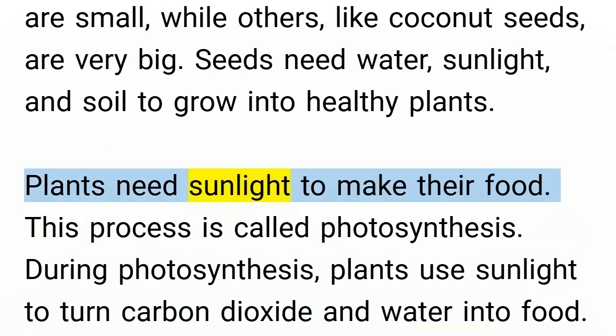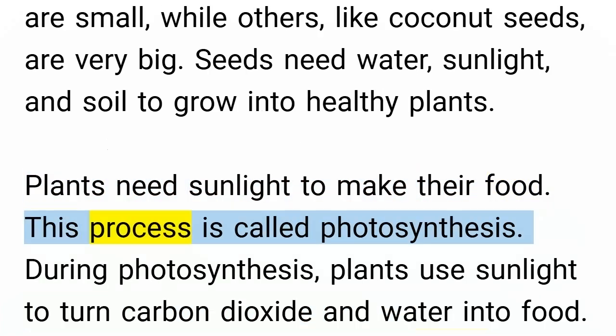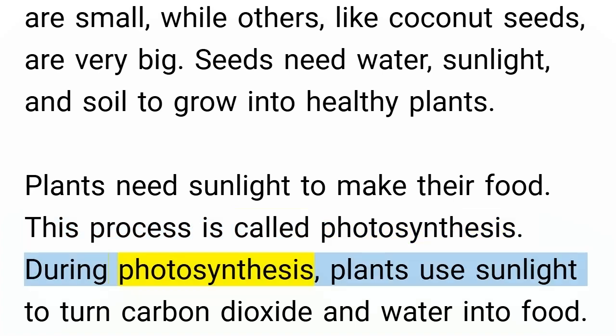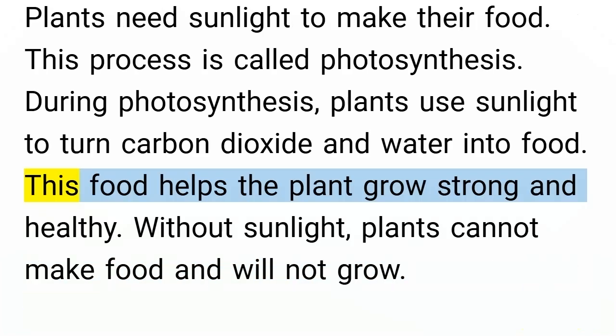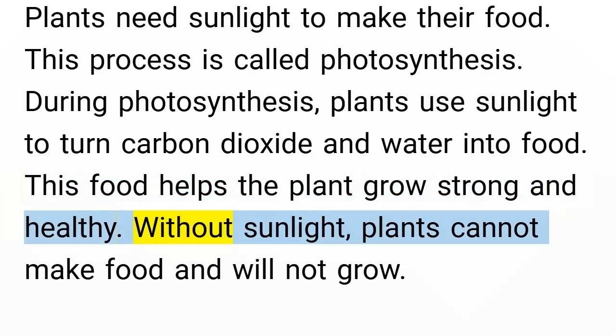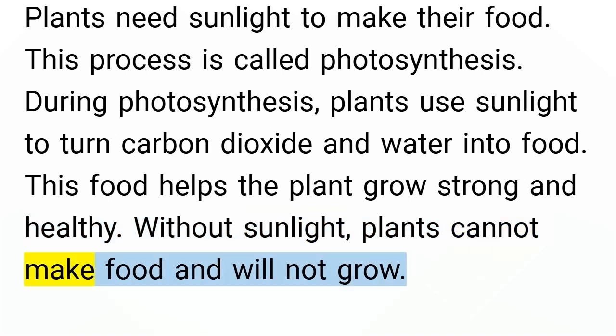Plants need sunlight to make their food. This process is called photosynthesis. During photosynthesis, plants use sunlight to turn carbon dioxide and water into food. This food helps the plant grow strong and healthy. Without sunlight, plants cannot make food and will not grow.